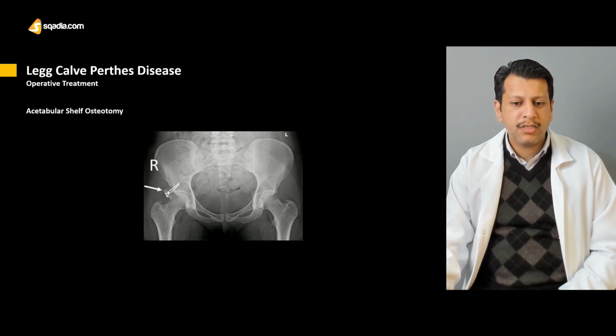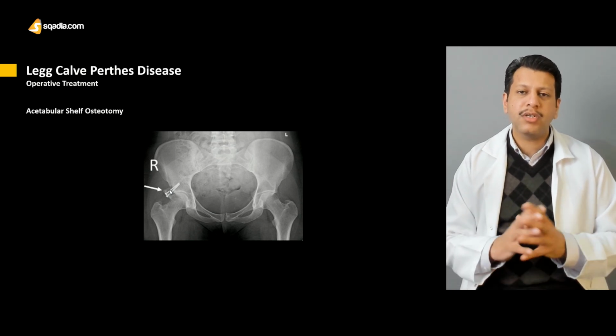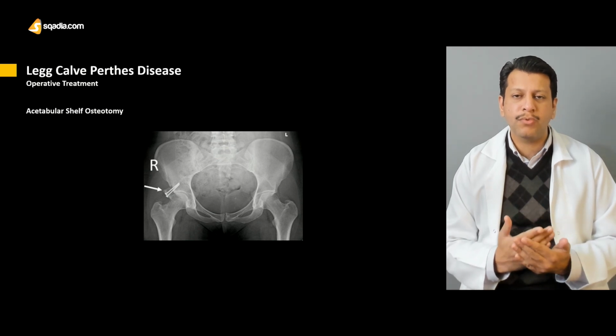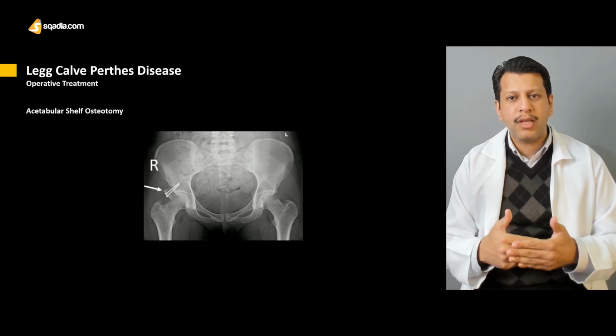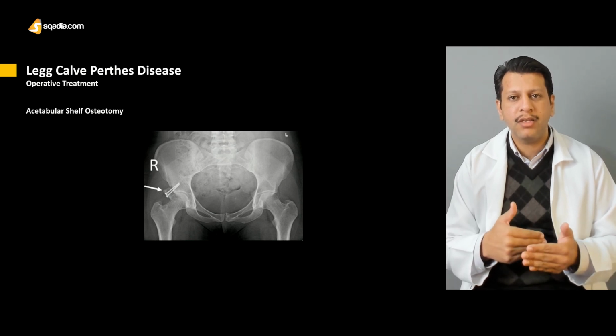You can appreciate this is acting as a bone block, so the head does not subluxate out, and this is called the acetabular shelf osteotomy. What you need to remember is that this bone block is lying outside the capsule. Therefore, the capsule acts as a kind of fibrous bridge between the head as well as the bone.